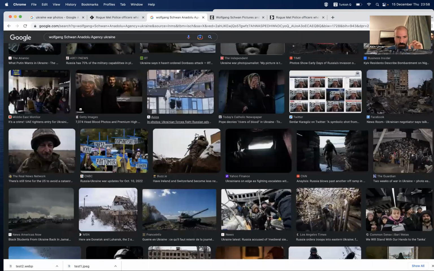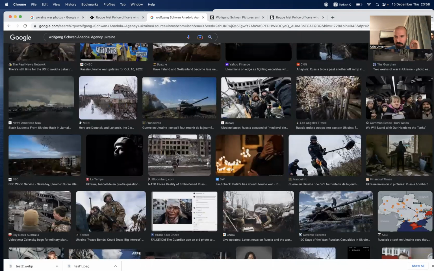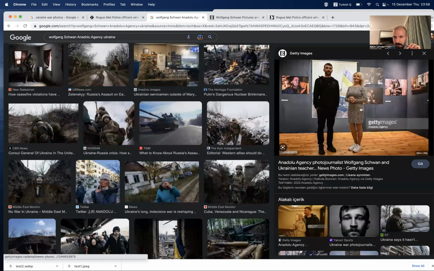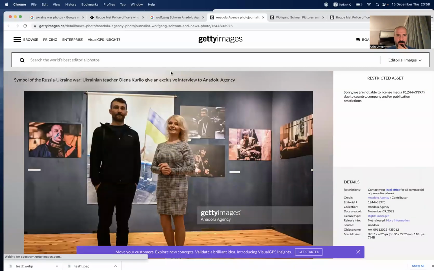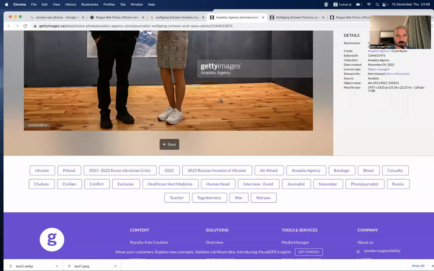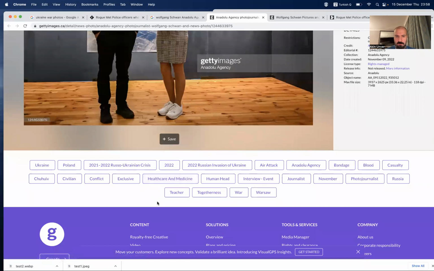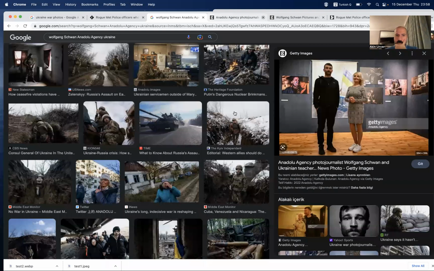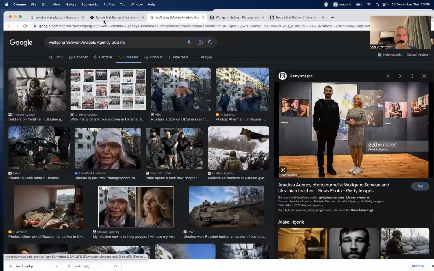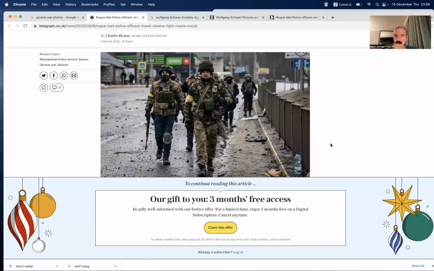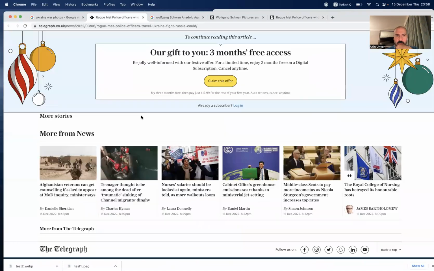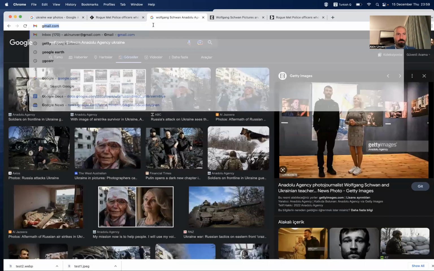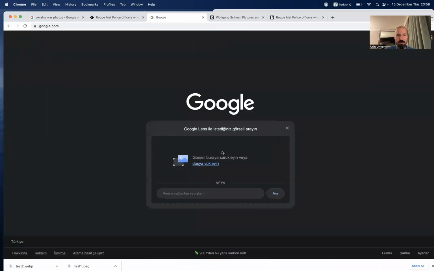So what I'm trying to do is find a point on Getty Images that would contain this one as well. Okay, going back to the drawing board. So this back and forth is normal.